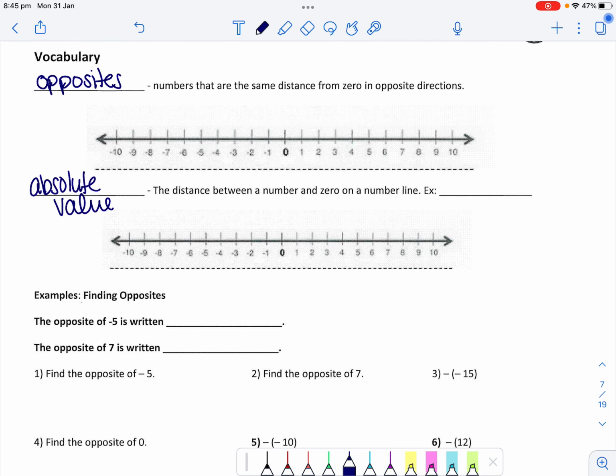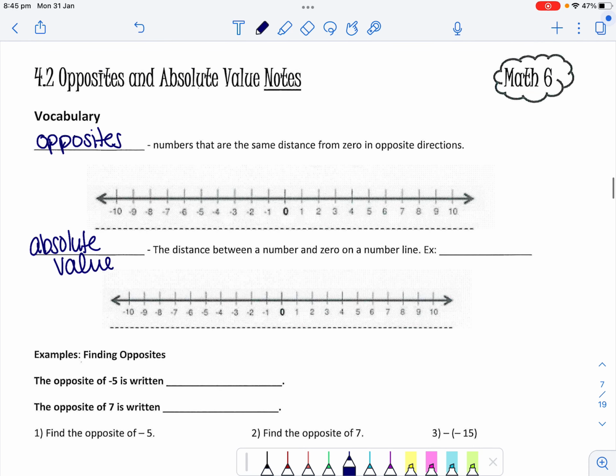Hey everyone, today we are going to talk about opposites and absolute value. Opposites are numbers that are the same distance from zero in opposite directions. So 1 and -1, 2 and -2, these would be opposites of each other. We're all familiar with opposites. Now we're just adding a numerical value to them.